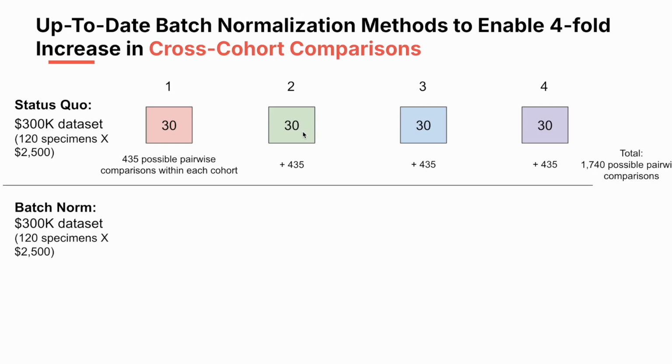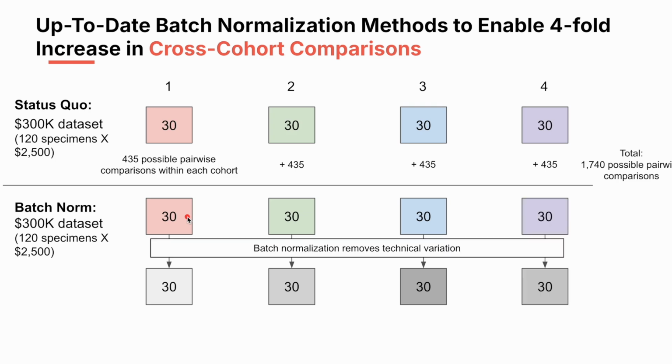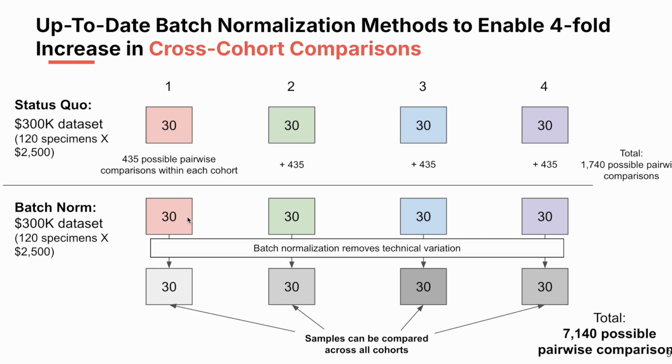This is where batch normalization comes in really handy. For the same dollar amount, you can run batch 1, batch 2, batch 3, batch 4, apply batch normalization, remove this technical variation, and then ultimately compare samples across all these cohorts, yielding over 7,000 possible combinations, which is a 4x increase. Obviously, this math gets bigger and better the more samples you send and apply batch normalization to.